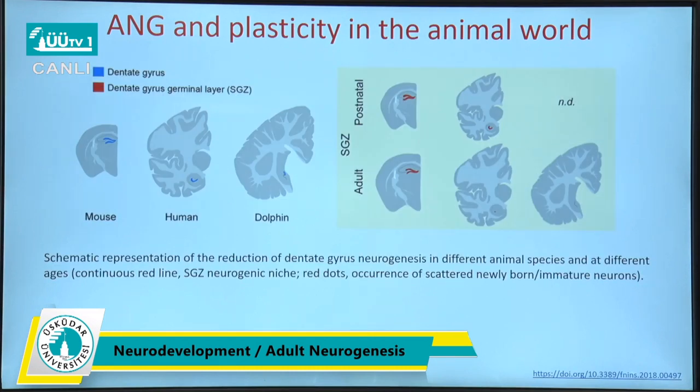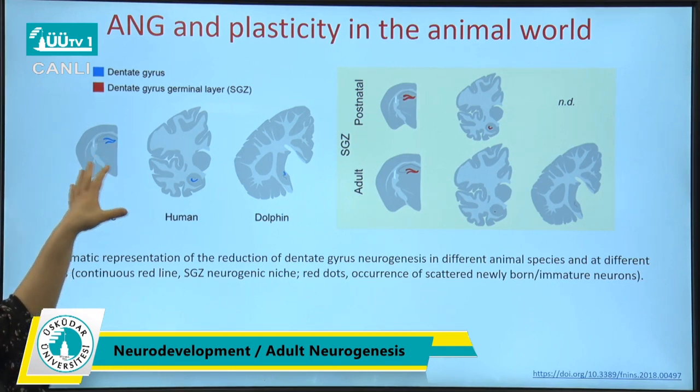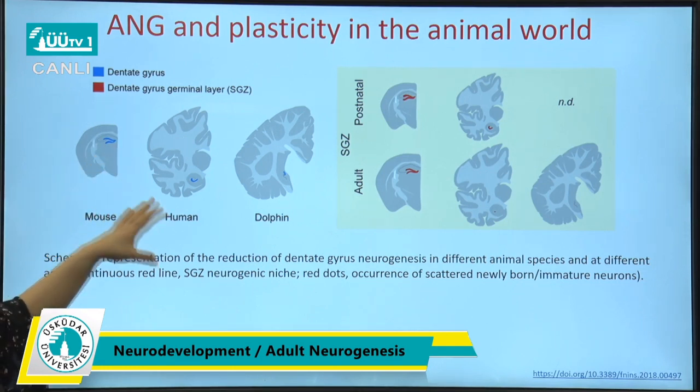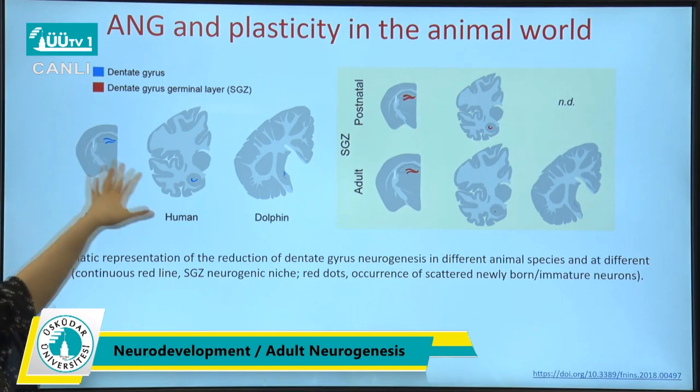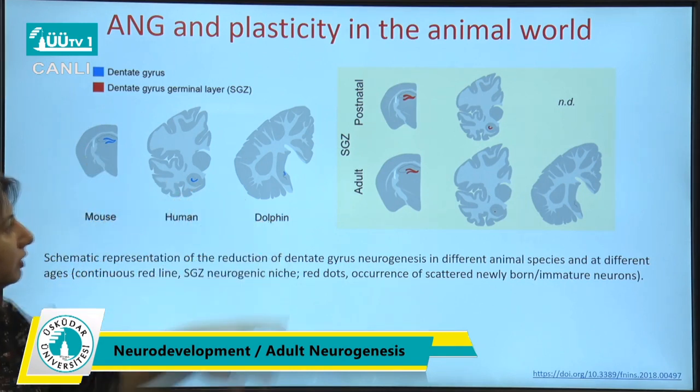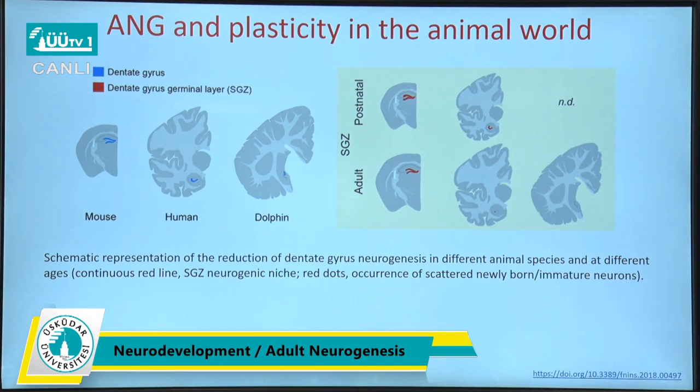So this is just another way to show this. These are the dentate gyrus regions in different species. This is for the rat, this is for human, and this is for dolphin. And as I said, in different species, even the subgranular zone, which is a very active brain region, still diminishes in adulthood in most mammals.